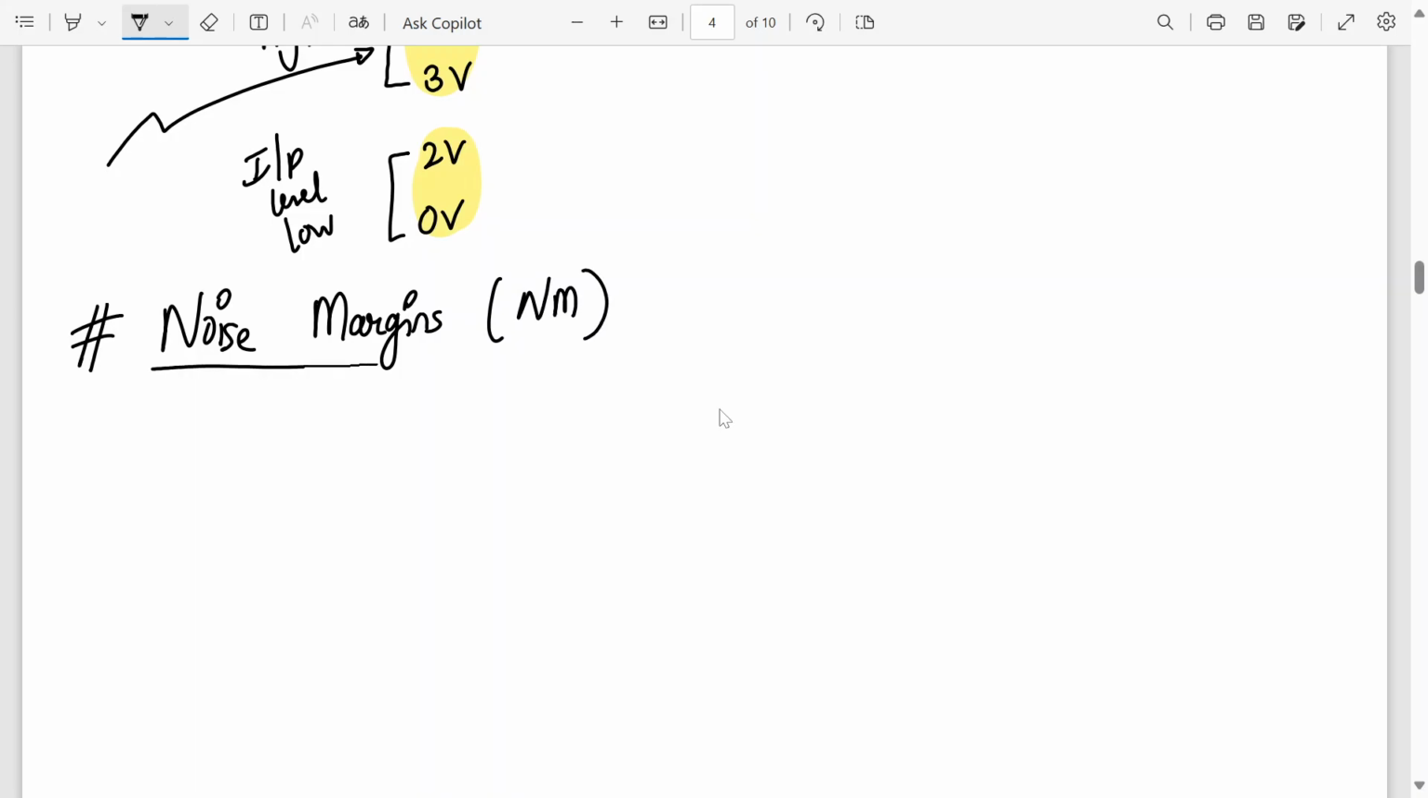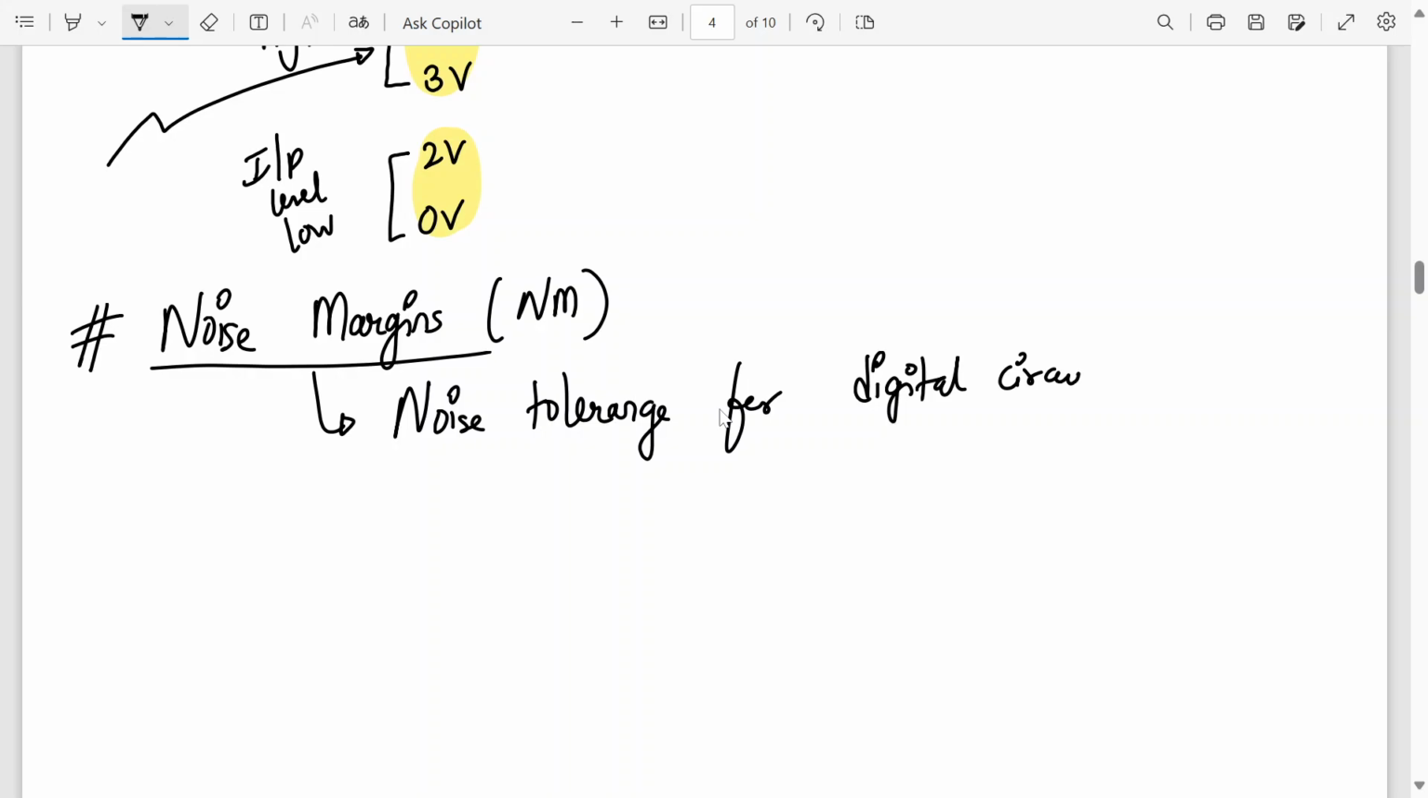So these are actually what we call noise tolerance for digital circuits. The noise immunity of the circuit will increase with noise margin, correct? So noise immunity, immune to noise, increases with increase in noise margin.